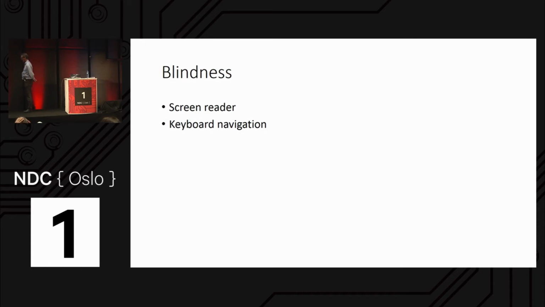Okay, visual disabilities. Blindness. If you are completely blind, then you are dependent on a screen reader, which will actually read the text on the page to you. And that often means that you also have to have keyboard navigation, so you can tab from one control to the next. And that means that all functionality in your program must be accessible through a keyboard interface, which can be a bit of a challenge.